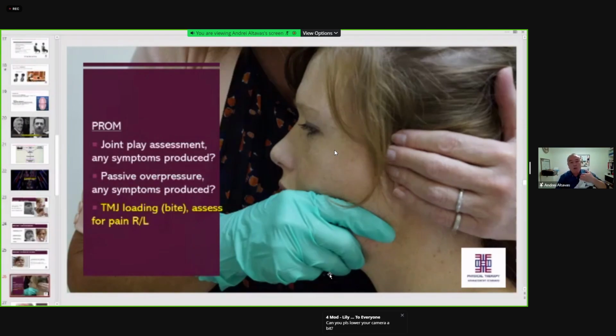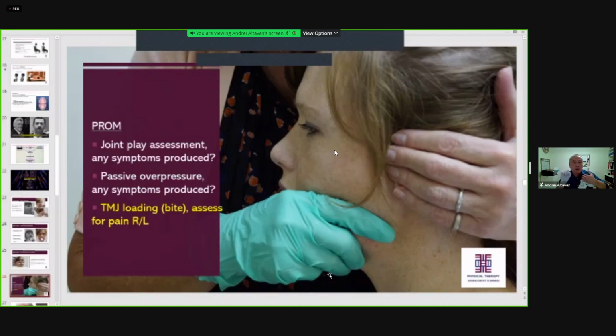Now, how about symptoms? Are there symptoms produced with overpressure? What you do is apply pressure on the mandible superiorly to compress the joint. For one of the participants who had pain when opening their mouth widely, what happens if you compress the joint? I want to find out if you have pain when compressing the joint or when biting.